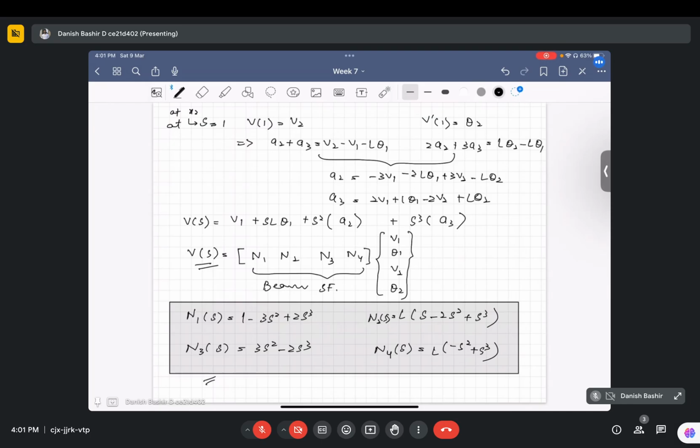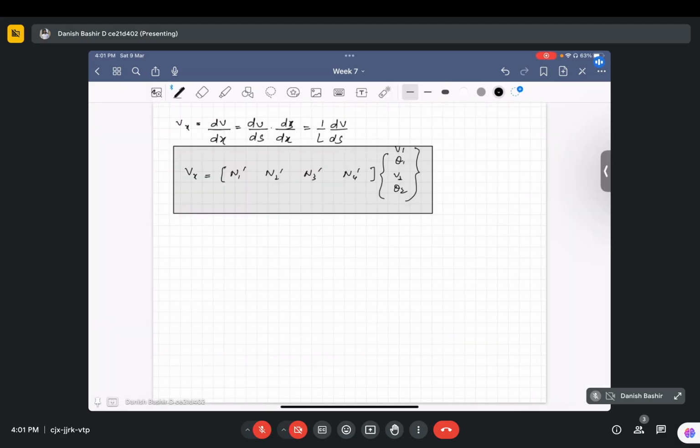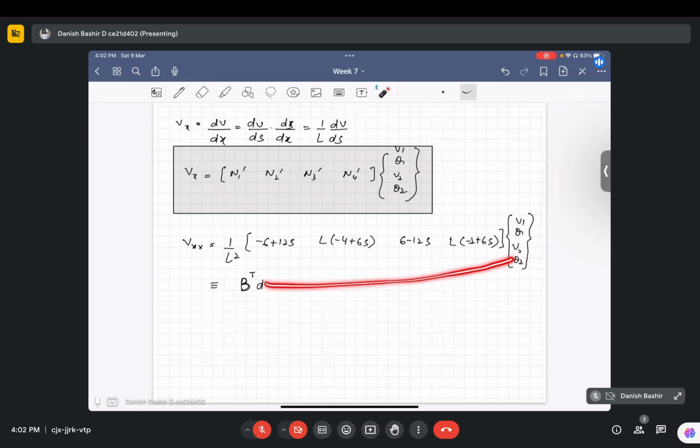And similarly you can get this as well, v double dash. So v double dash, I will directly write vxx, you can get as 1 by L square times minus 6 plus 12s, another element L times minus 4 plus 6s, another element you will get 6 minus 12s, another element L times minus 2 plus 6s, and you will get again your nodal vector as v1, theta 1, v2, theta 2. I will equivalently write it as B transpose D. Here D is this vector and B transpose is this matrix.